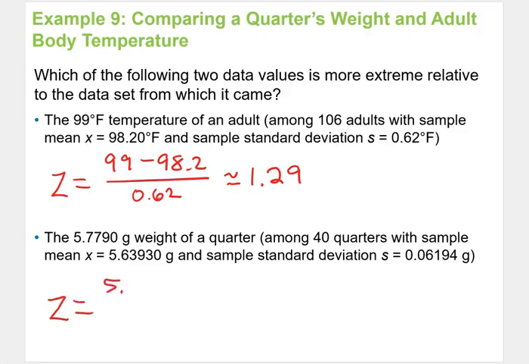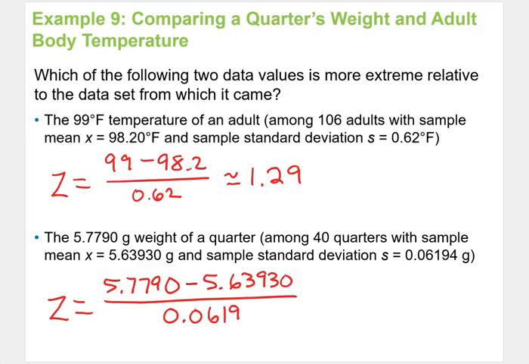So the quarter is 5.7790. We're going to subtract the mean, which is 5.63930, and divide it by the standard deviation, which was 0.06194. Put that on my calculator, and that's about 2.26. So that quarter is about 2.25 standard deviations above the mean.